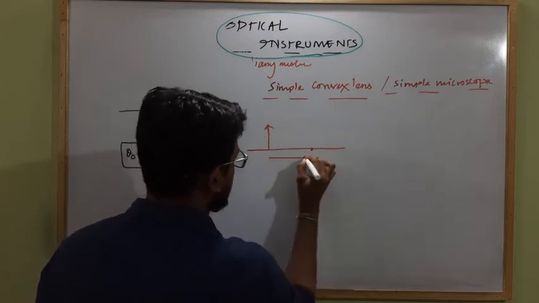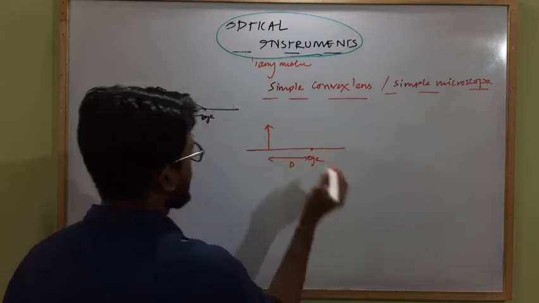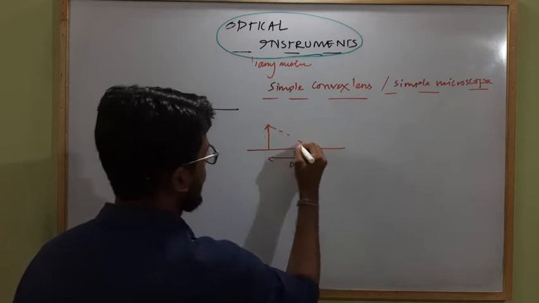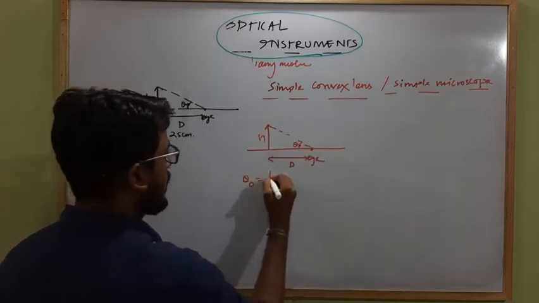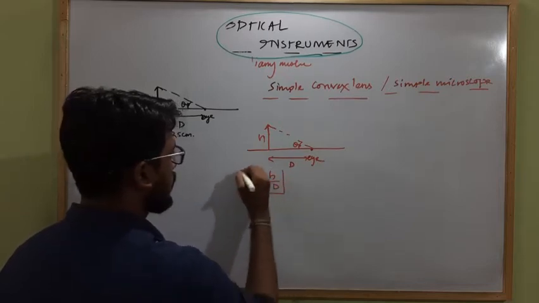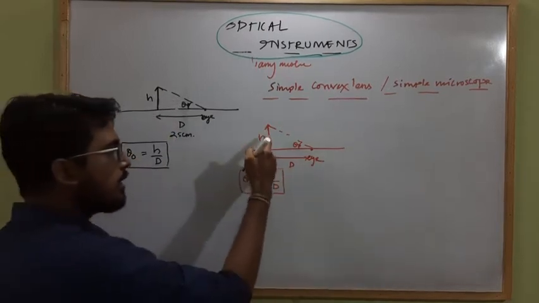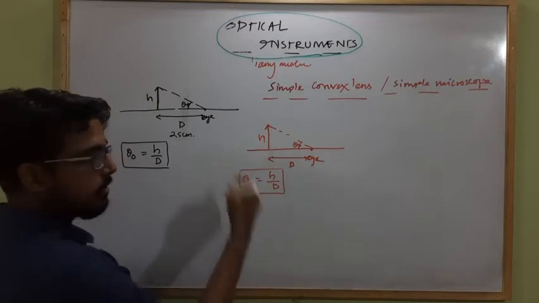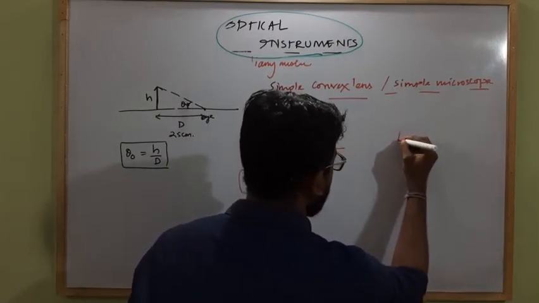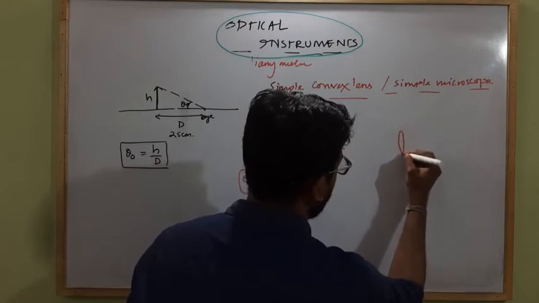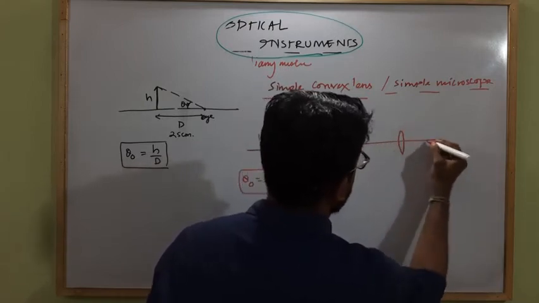This distance is what? The least distance of distinct vision, and it makes an angle theta naught, right? So the theta naught value will be h by d. This is for the naked eye, but we want to increase the size of the image further. So what do we do? We place a simple microscope in front of the eye.